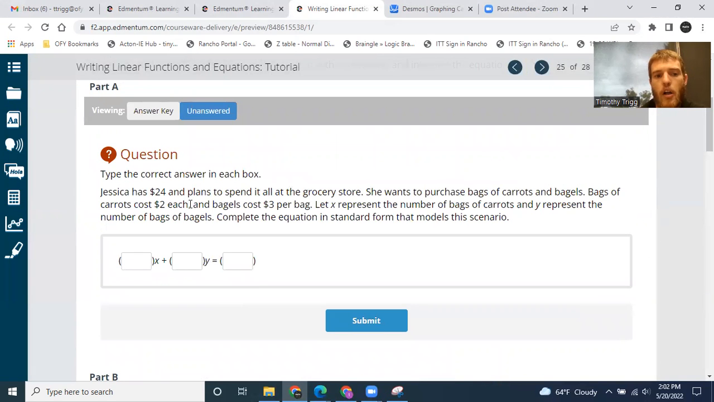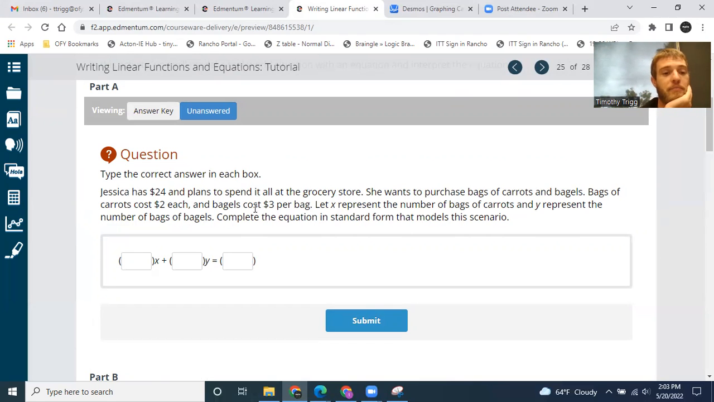Jessica has $24 and plans to spend it all at the grocery store. She wants to purchase bags of carrots and bagels. Bags of carrots cost $2 each and bagels cost $3 per bag. Let X represent the number of bags of carrots and Y represent the number of bags of bagels. Complete the equation in standard form that models this scenario. I don't know why she wants to buy just carrots and bagels, and I don't know why she wants to spend all of her money on that, but whatever.